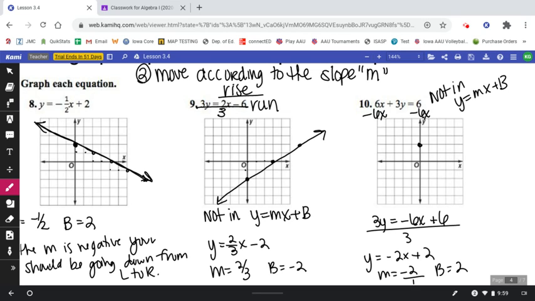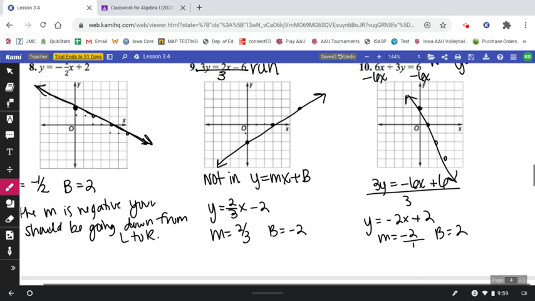So I start at 2 and then go down 2 over 1, -2, +1, -2, +1. And once again, I check. My line is going down from left to right.